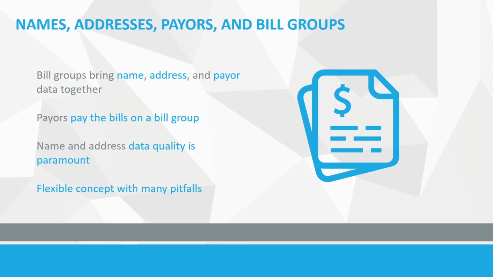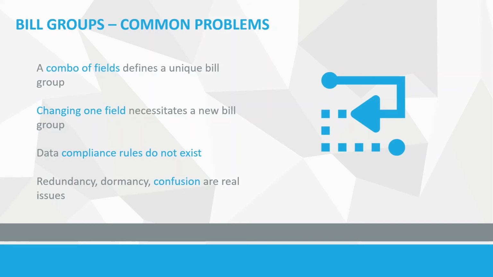So while bill groups themselves are very flexible and allow you to have many different billing configurations and bill drastically differently based on the needs of a client, it also comes with a whole bunch of pitfalls. The first of those is that it's really kind of hard to explain to secretaries and to data entry personnel what a bill group is and how it's actually helping them accomplish any of these goals. So common problems are really that under the covers, a bill group is a combination of fields in a database. These fields define the unique set of data that represents a bill group.